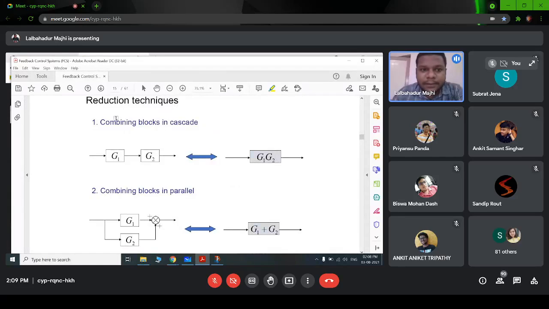So these are the basic rules in reducing the block diagrams. If two blocks are in cascade, right? If they are in series, then it will be the multiplication. We can reduce it by doing this multiplication. It will be represented with a single block with G1 into G2. This is the first basic rule. And the second one is combining blocks in parallel.